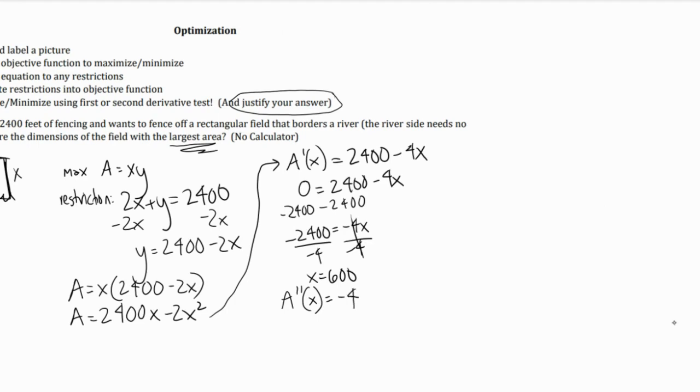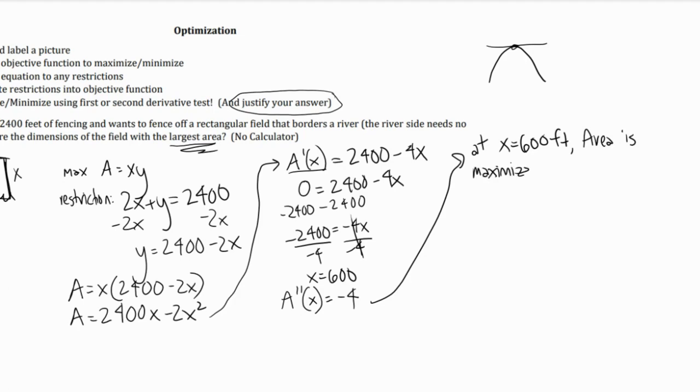So what does this tell me? This negative second derivative means my function is concave down. And at X equals 600, I know that A prime is equal to 0. Is that enough to justify a maximum? Yes. So at X equals 600 feet, area is maximized because my reasoning is A prime of 600 is equal to 0, and A double prime of 600, don't care about the actual number, just that it's less than 0.